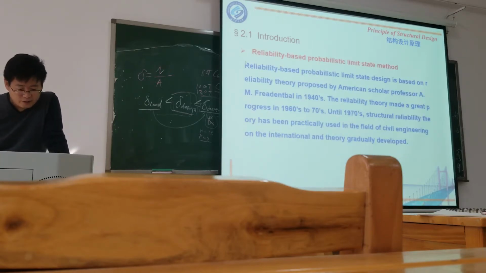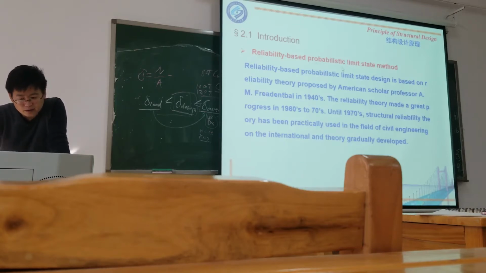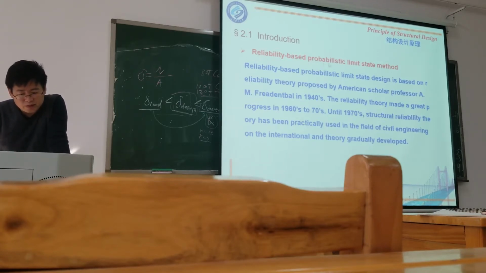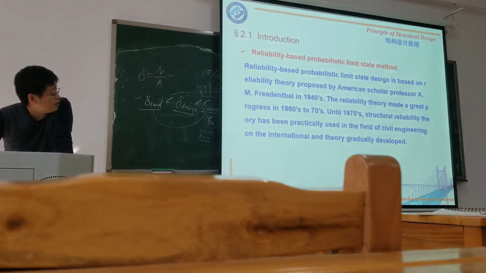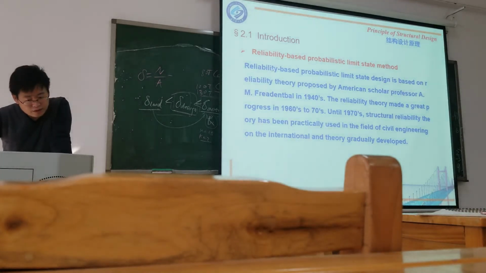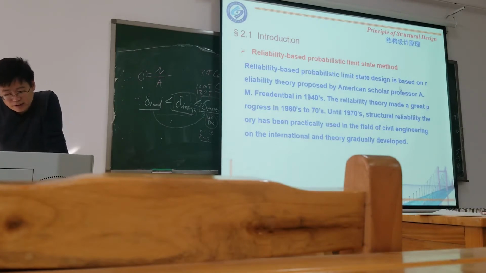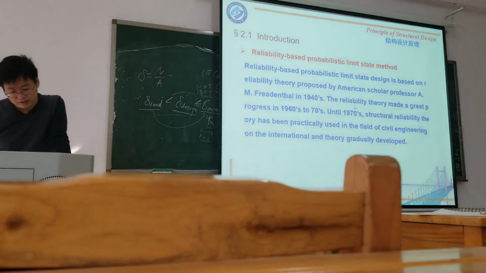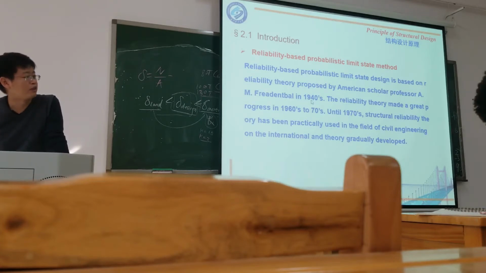And the fourth method is the reliability-based probabilistic limit state method. So when we reach this method, finally, we use a probabilistic method in design. Reliability-based probabilistic limit state design is based on reliability theory proposed by an American scholar, Professor, I can't pronounce this, in the 1940s. So this method actually is very young, 80 years old.